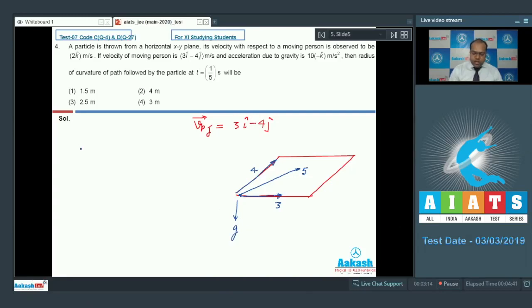So the radius of curvature at t equal to 1 by 5 second can be written as v square, that is 5 square, divided by acceleration, and that is 10. So it comes out to be 2 by 5 meter. So option 3 is the correct answer. Let's move to question number 5.